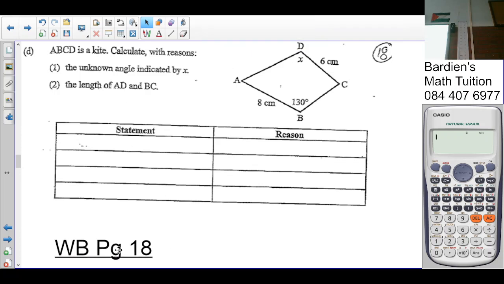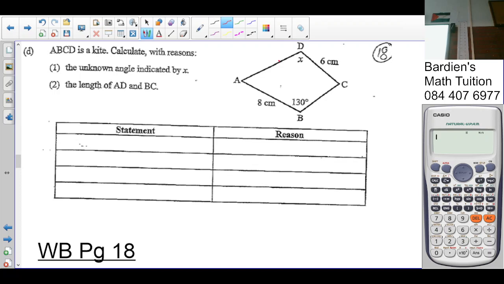We are told that ABCD is a kite. What comes to mind? 3 properties. What are the 3 properties? Two pairs of adjacent sides are equal. Secondly, one pair of opposite angles are equal. Lastly, only 2. So only 2, right? So what can we say? x is equal to 130 degrees. Why? One pair of opposite angles equal in kite.